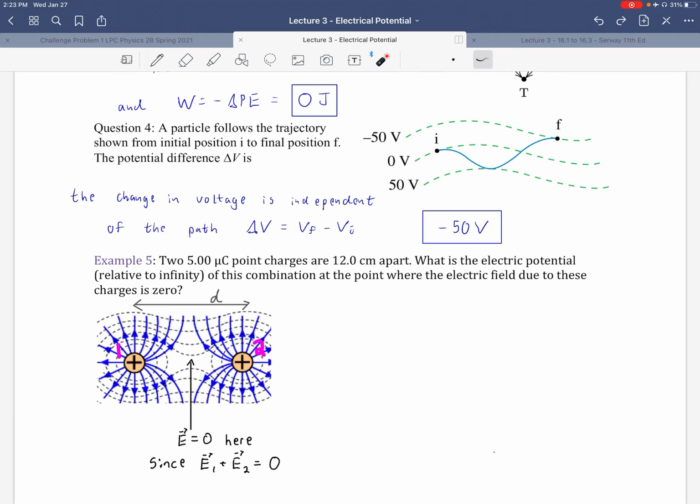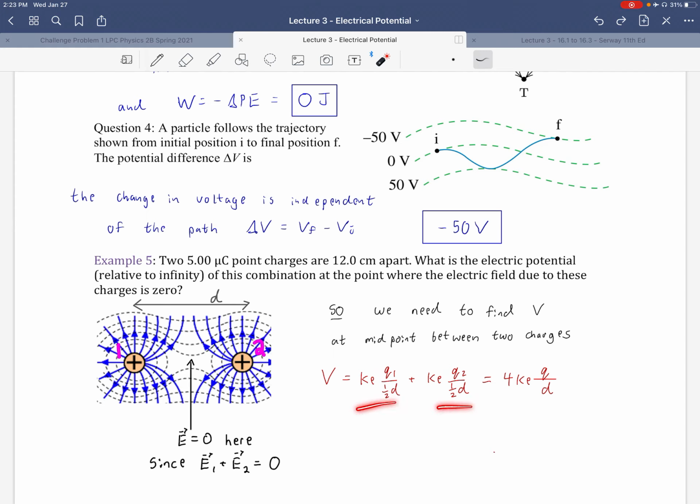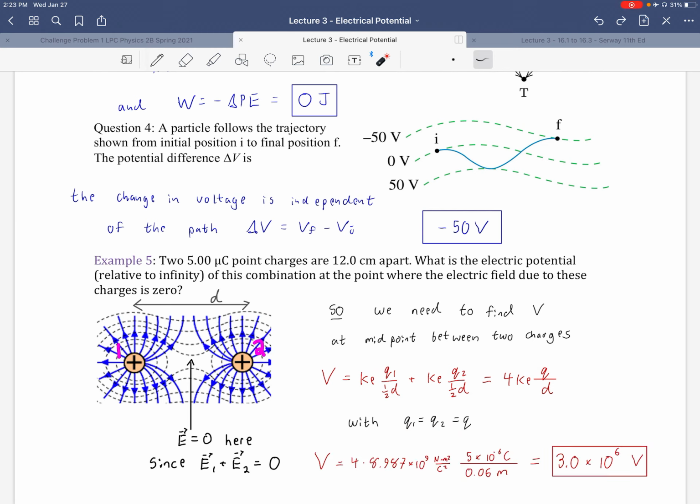Does that mean that the voltage is also 0? In other words, is voltage 0 where electric field is 0? What do you think? So we need to find the voltage at the midpoint between the two charges, because the midpoint is where the electric field is 0. Now I could show this more rigorously, but we've done it in previous notes. So then I just need to find the voltage at that particular point. We can see that things are definitely not canceling out. In fact, these two terms add together. So that's my voltage at the point exactly between the two of them. Q1 equals Q2 equals Q, which is why I've just replaced it with Q. And so then I can plug in my values and I get 3 million volts. So definitely not 0.